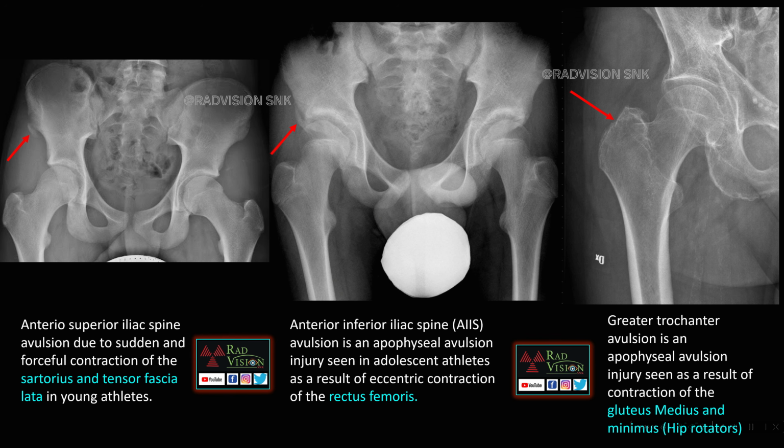So this is anterior superior iliac spine avulsion due to sudden and forceful contraction of the sartorius and tensor fasciae lata in young athletes. Second case is anterior inferior iliac spine avulsion, an epiphyseal avulsion, commonly seen in adults and athletes as a result of eccentric contraction of the rectus femoris. And the third case, that is greater trochanteric avulsion, which is nothing but an epiphyseal avulsion injury seen as a result of contraction of gluteus medius and minimus, that is hip rotators. So these are the common avulsion fractures we often miss in the pelvis.